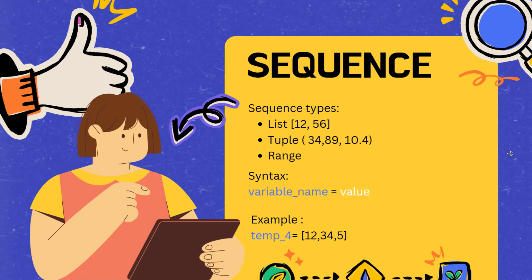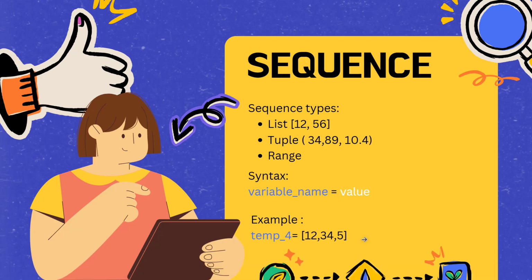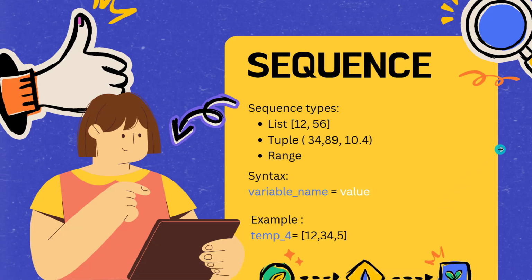Here is the example. I have written temp4 as a variable name, and on the right hand side, I have written these three values inside these brackets. This bracket denotes a list, as temp4 is the list name, and 12, 34, and 5, these three values are stored inside this list.